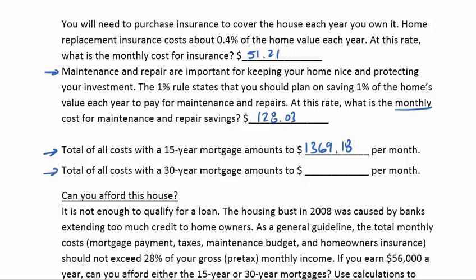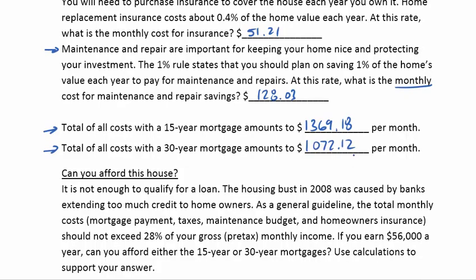All right, now let's do the same thing with the 30-year, except now instead of adding the 15-year payments, I'm going to use the 30-year payments in there. Okay, when I do that for the 30-year mortgage, I get $1,072.12.